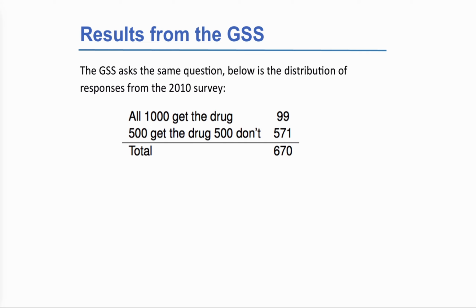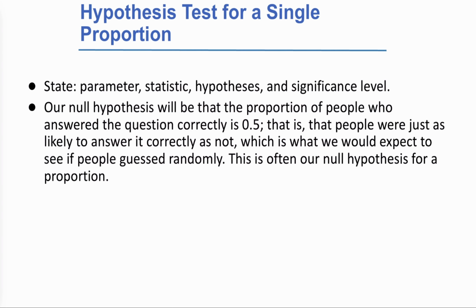We want to test whether the proportion of people who would correctly answer this question is significantly different from 0.5. And we're going to use 0.5. That's kind of our "people are just as likely to answer it correctly as not," right? If people guessed randomly at this question, we would expect about half of them to get it right. So our null hypothesis for a proportion a lot of times is going to be, what proportion would we expect if people guessed randomly?